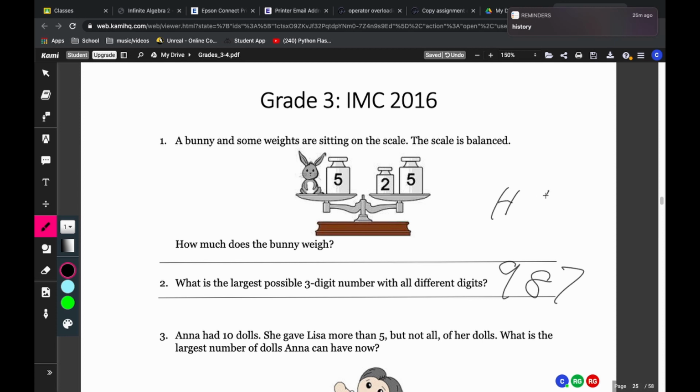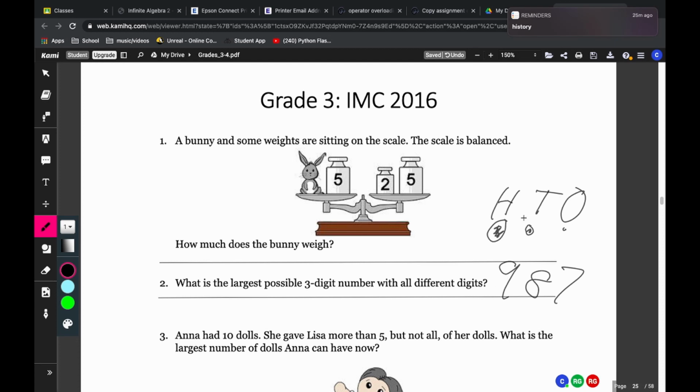There's H, T, and O. So these dots represent how big the number is. So this hundreds is the biggest, this tens is pretty big, and then the ones is the least. So that means that the hundreds should be the biggest number in order to make the number super big. So the biggest 1-digit number is 9. So the hundreds would be 9.